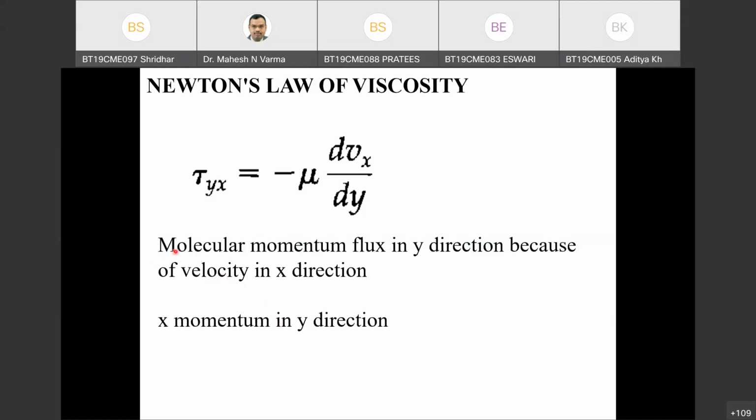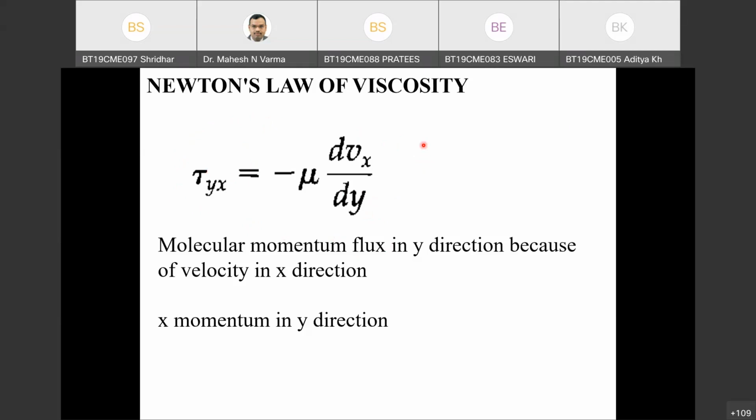This we have already discussed: molecular momentum flux in the y direction. Tau yx is the molecular momentum flux in the y direction because of velocity in the x direction. This is x momentum flowing in the y direction. This is simply when I have only Vx, with Vy equals 0 and Vz equals 0, and Vx is varying only in the y direction. With respect to z, Vx is constant. With respect to x also, Vx is constant; Vx is not changing in the x direction. In that case, this is Newton's law of viscosity, the simplified form of Newton's generalized law of viscosity.